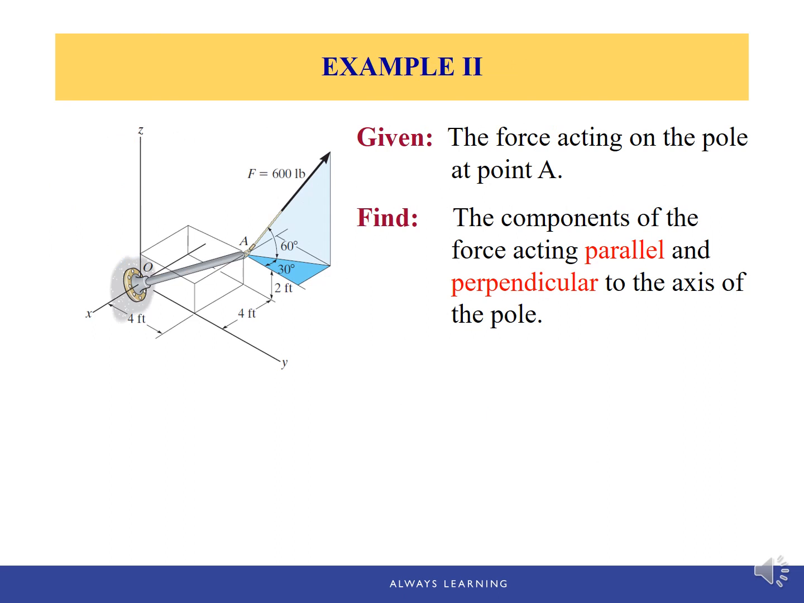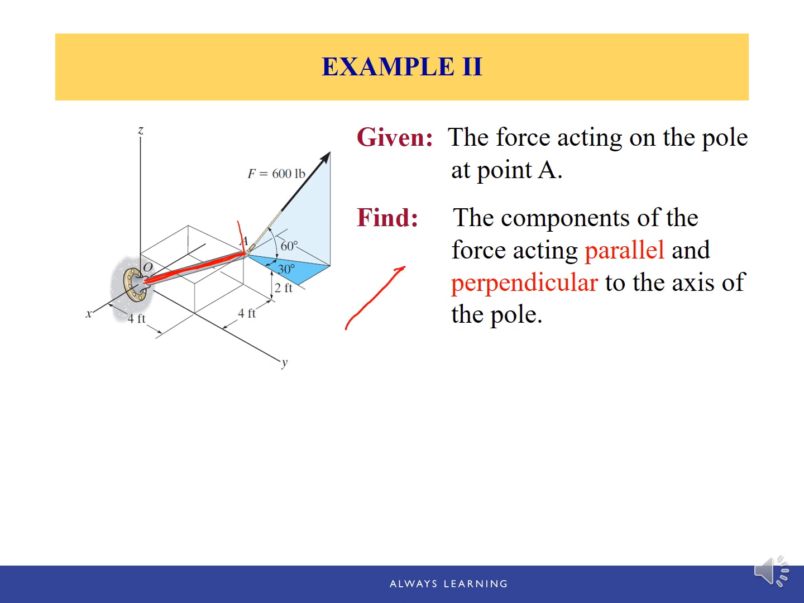Example 2. The given force acts on the pole at point A, shown here. Now we're looking for the components of the force acting parallel and perpendicular to the axis of the pole. One is parallel, meaning along the AO direction, the direction of the pole, and another one is perpendicular to it. So this is one way of asking this question, meaning you're going to resolve one force into two components. One component is along the given direction, and the other component is perpendicular to the given direction. If you think of it in this way, maybe it will be easier to understand.